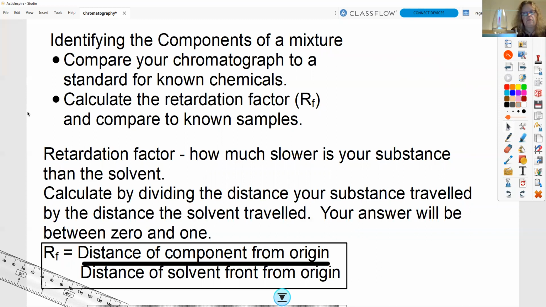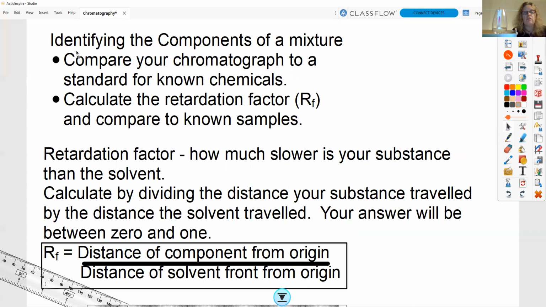Finding out what's dissolved in your blood, sometimes for medical reasons and sometimes for drug testing reasons. They can take samples and they can find out what's dissolved in the liquid. You're working for the federal police and you go raid a house and find a bag of white powder and you want to know what it's made of. You can use chromatography to compare what you've found to a known standard, and that's what I've written up here.